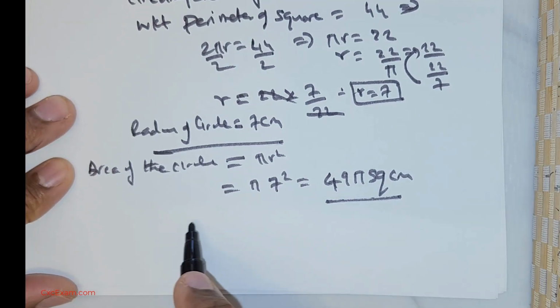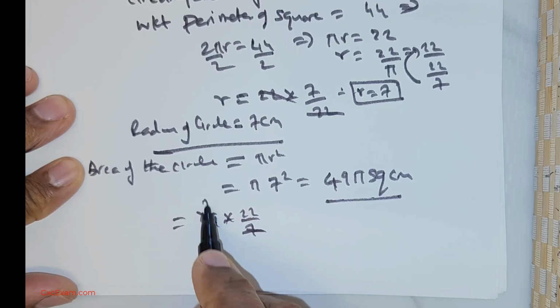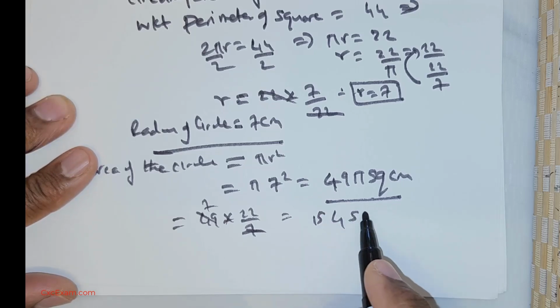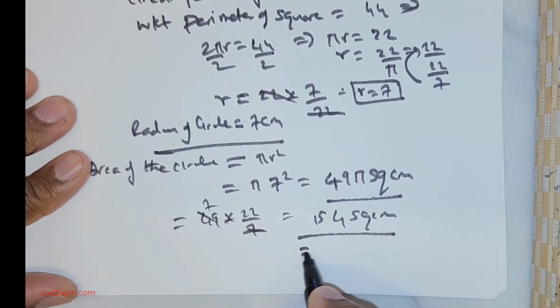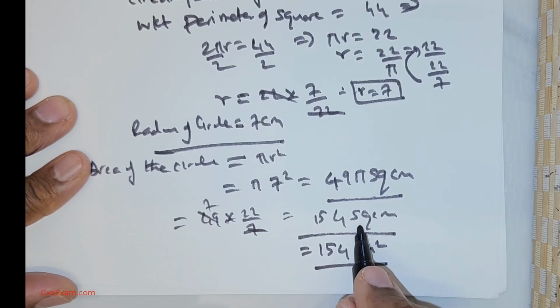Now you can rewrite this. In fact, pi is nothing but 22 over 7. 7 divides here 7 times. 7 twos are 14, 154 square cm. So this is also one way of writing. You can also write it as 154 cm squared. Okay, either this or this or this.